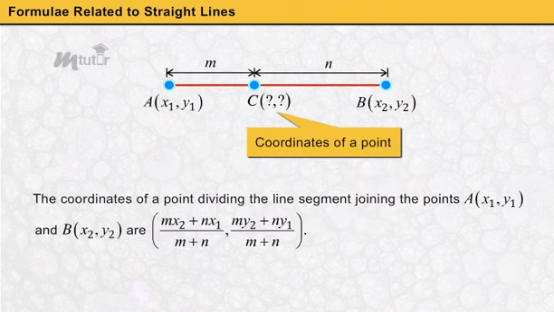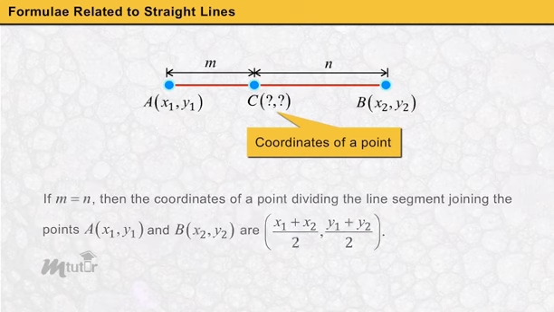The coordinates of a point dividing the line segment joining the points A and B internally in the ratio m:n are ((mx2 plus nx1) by (m plus n), (my2 plus ny1) by (m plus n)). If m is equal to n, then the formula used to find the coordinates of the midpoint of the line segment joining the points A and B is ((x1 plus x2) by 2, (y1 plus y2) by 2).